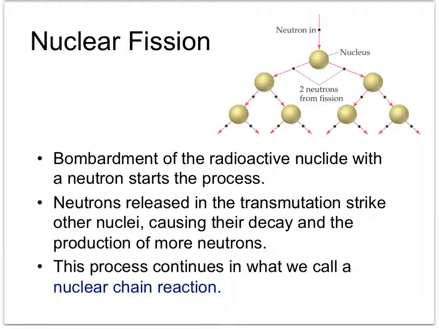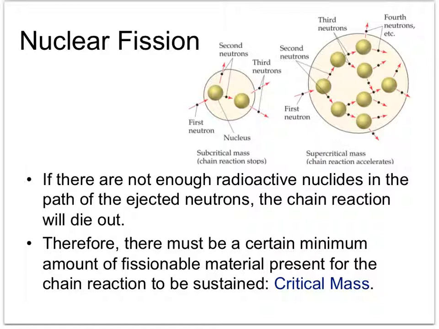The bombardment of the radioactive nuclide with a neutron starts the process. The neutrons released in the transmutation strike other nuclei, causing their decay and the production of more neutrons, and this eventually goes on and on, and we call this a nuclear chain reaction. If there are not enough radioactive nuclides in the path of the ejected neutron, the chain reaction will die out. Therefore, there must be a certain minimum amount of fissionable material present for the chain reaction to be sustained, and that is called critical mass.